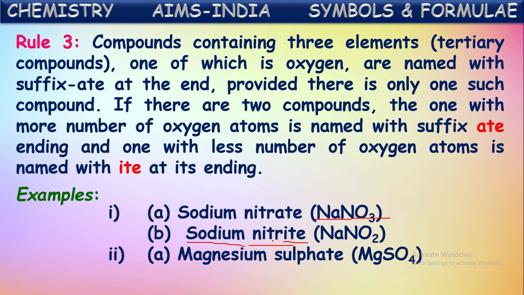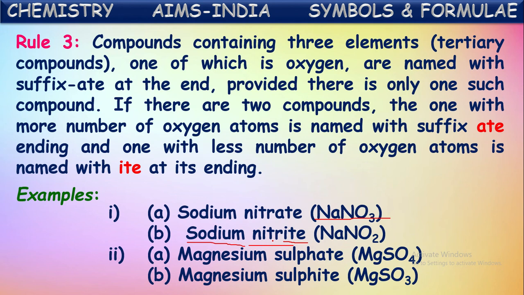Say magnesium, sulfur and oxygen. This combination can form two compounds, MgSO4 and MgSO3. In these two, the first compound has more oxygen atoms. First, in this naming, we write the metal's name, magnesium. Next, the non-metal other than oxygen, this is sulfur. At the end of the sulfur name, -ate is attached by eliminating some letters. Now it became sulfate. Thus, the compound name will be magnesium sulfate.